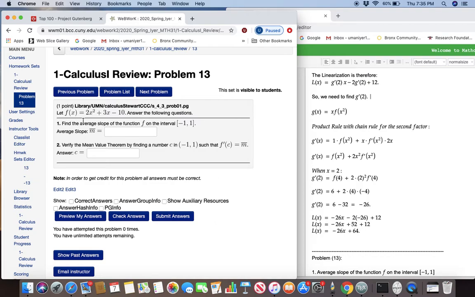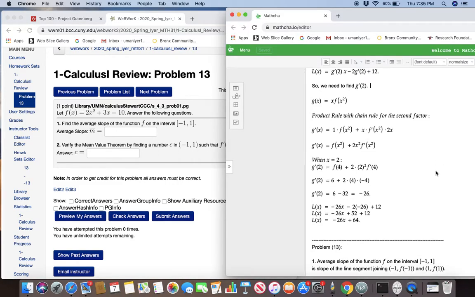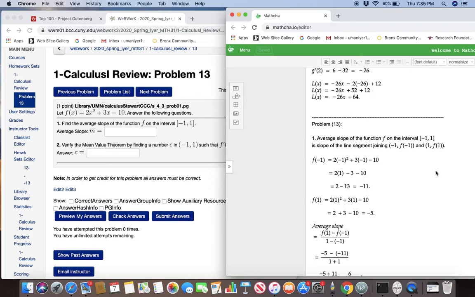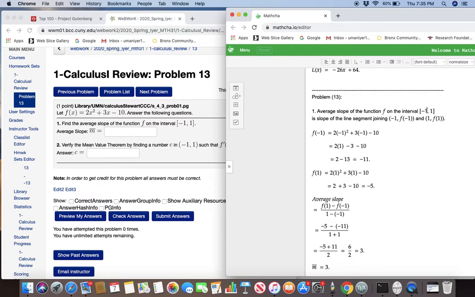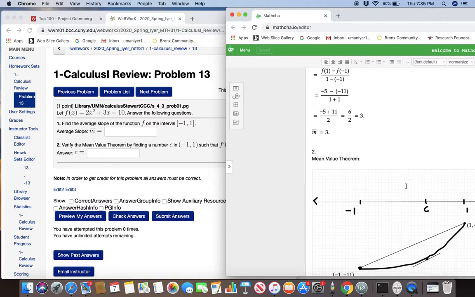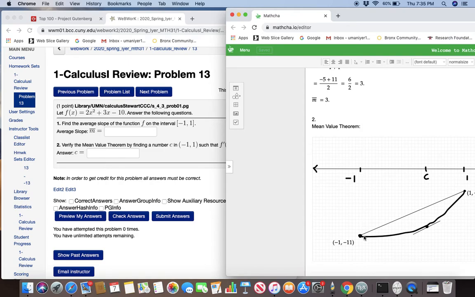The next question talks about a given polynomial. Find the average slope on this interval and verify the mean value theorem. Okay, let's understand what that is. What's the meaning of average slope? We don't know how the graph is, but at -1 you have some point, and at +1 you have some point. However your graph is, the average slope is the slope of the line segment joining the endpoints.